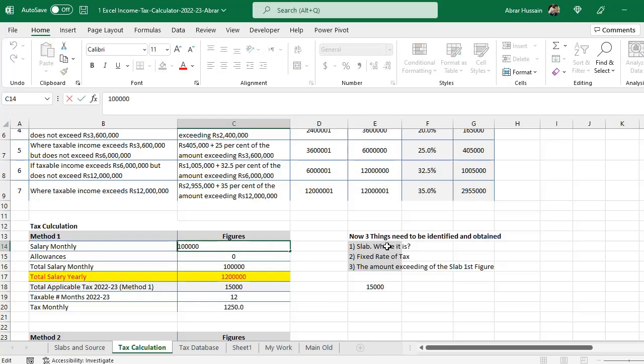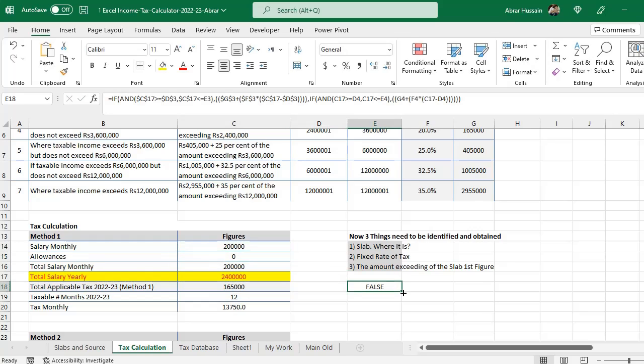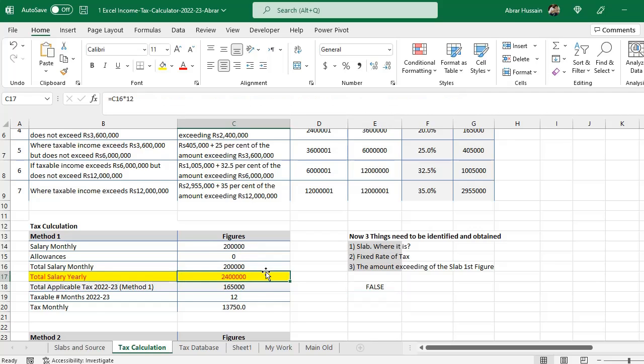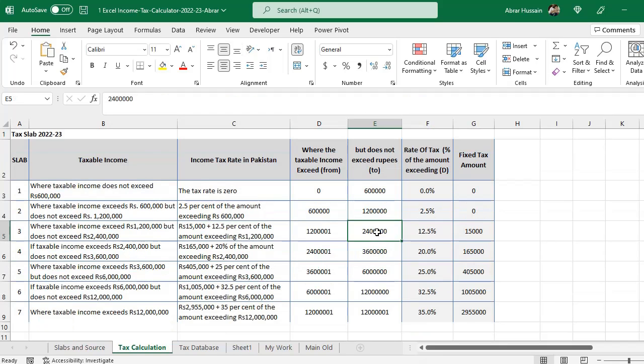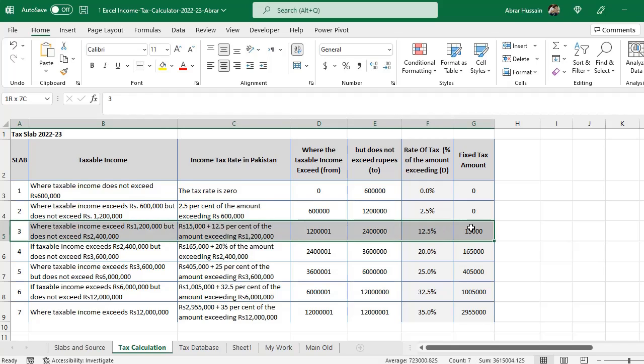if I change it to 2 lakh, it again says false because the 2 lakh salary, which is 24 lakh per year, this one, this one. So that comes in the third slab, and we have added this formula for the first two slabs only. Now we are going to add a formula for the third slab.